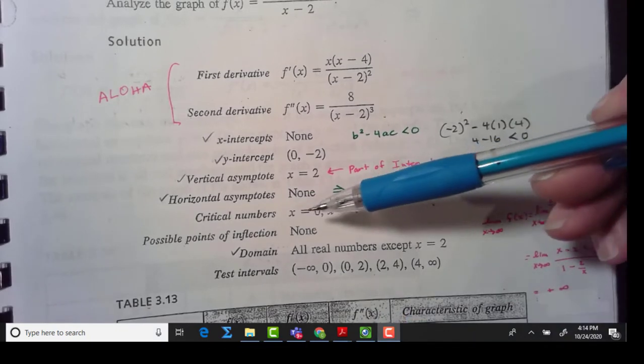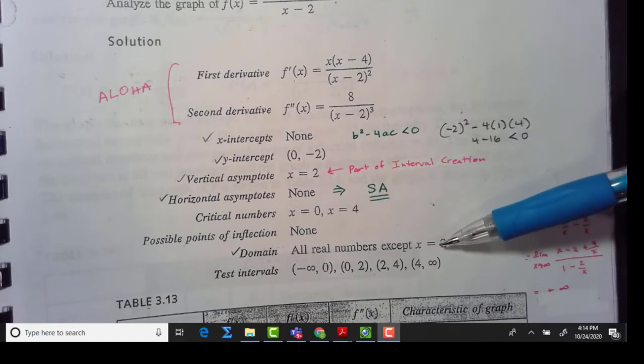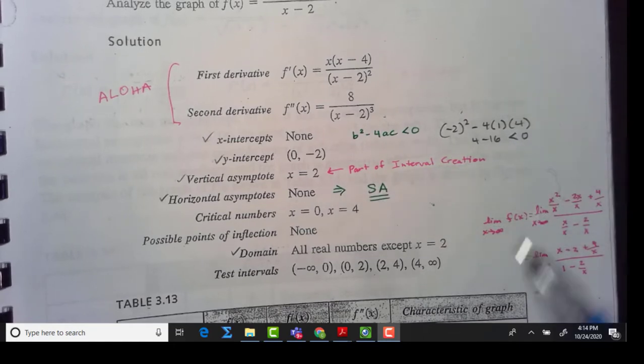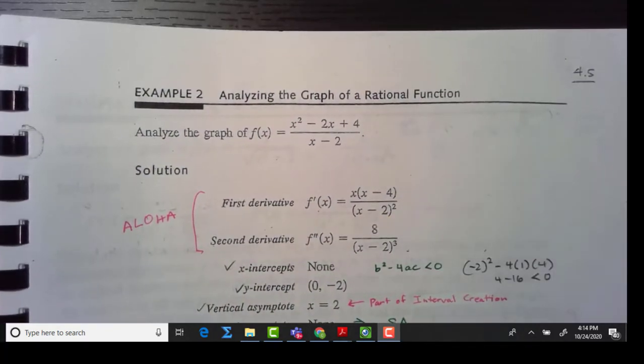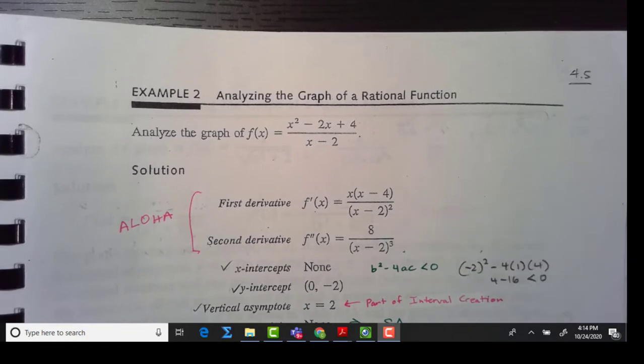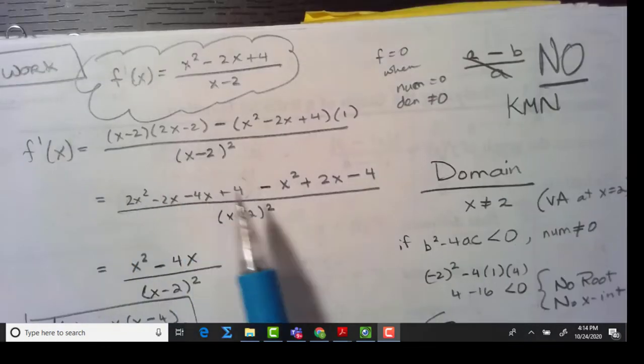And so our critical numbers, which we're going to find to be 0 and 4, and our vertical asymptote of 2 are going to divide all of our numbers into these intervals: negative infinity to 0, 0 to 2, 2 to 4, and 4 to infinity. Now let's take a quick look at how we very quickly get to these derivatives. All of that work is left to you. So you should actually, in your lecture manual, do that work.